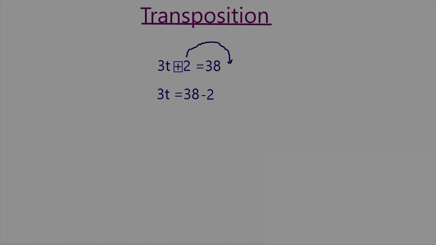Two from 38 gives 36. So now we are left with only 3t on one side and 36 on the other. We want to move 3 from beside the letter we want to find and divide the number after the equal sign into it, which is 36. 36 divides into 3 equals 12, so t is 12.